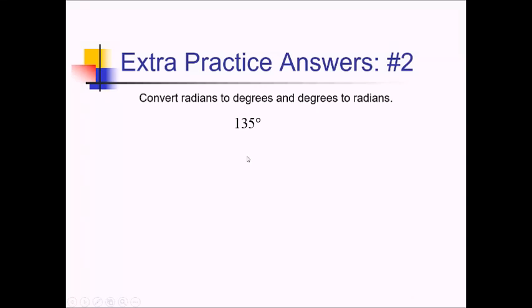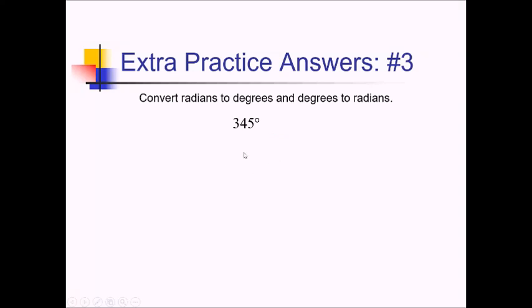For this one, I'm trying to convert 135 degrees into radians, so I will multiply it by pi over 180, and then I have to reduce 135 and 180. Now, it helps if you recognize that 135 is a multiple of 45, and so is 180. So if I reduce these by 45, this is going to be 3 pi over 4, since 180 divided by 45 is going to be 4.